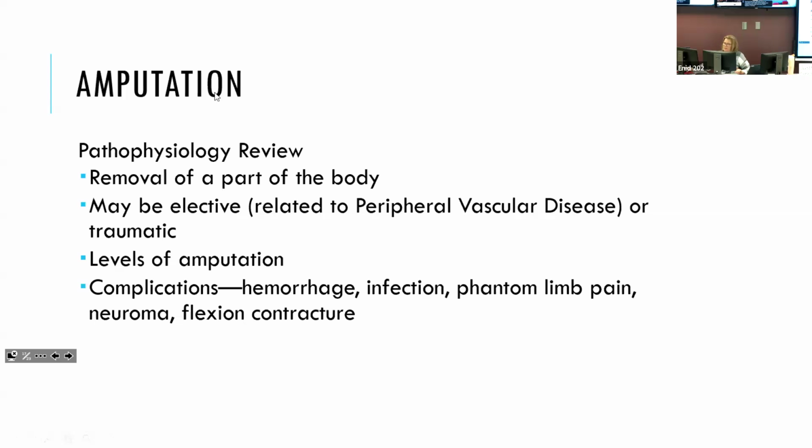And then amputation is the removal of a part of the body. It may be elective, like if you have a diabetic ulcer, or obviously traumatic. There are different levels of amputation, and the complications include hemorrhage, infection, phantom limb pain, neuroma, and flexion contracture. So I'm going to go into a little more about amputation. It's often necessary when a limb cannot survive due to poor blood flow, infection, or trauma, like we said, or cancer. Diabetes, with the peripheral vascular disease that comes along with it, severe injury, and malignancy are the most common pathological reasons.